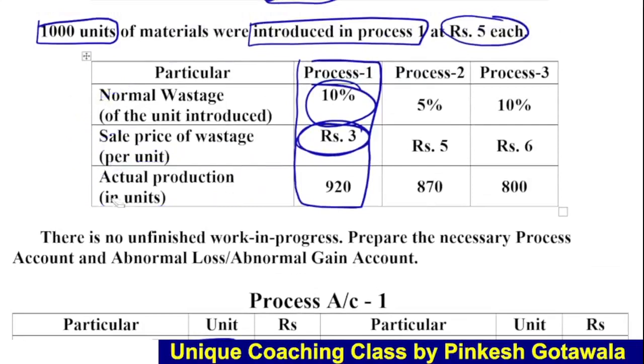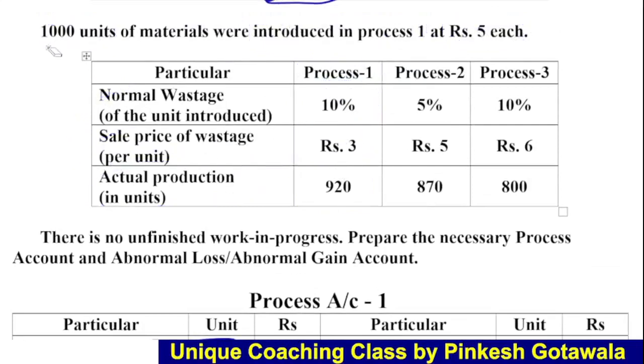First of all, remember, if in a question they didn't give this actual production, suppose this point is not given, ignore that. If this is not given, only this information is available.